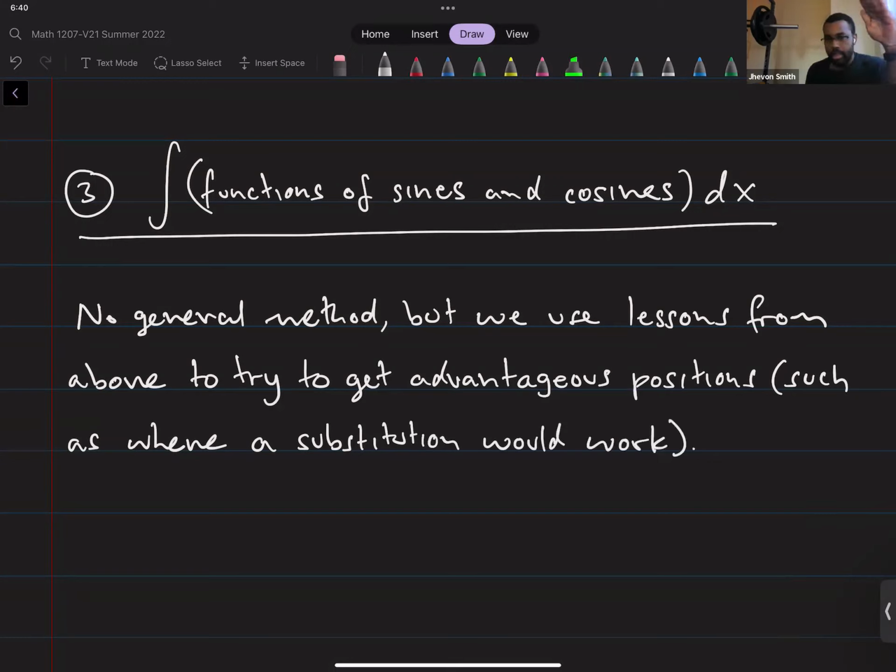So one thing that we saw was common throughout all the things that I explained before is we want to get into a situation where either we can directly integrate the thing because it's the basic rule, or we've isolated one of the trig functions and we can write the other part in terms of the other trig function so that a substitution would give us that remainder as a du. You're going to try to apply the same principle here.